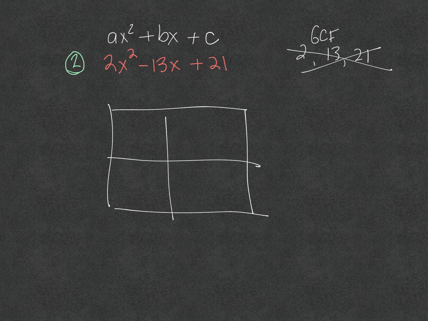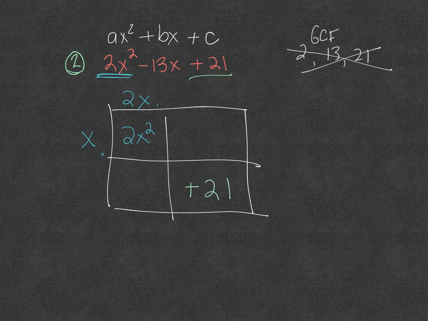And I'm going to lock in what I know. What I know is that if this is 2x squared, that has to come from 2x times x. And remember that I could have put the 2x here and the x here. I chose where to put those. It doesn't matter as we go through the problem. Now, here's what else I know. I know that this is a positive 21, okay?